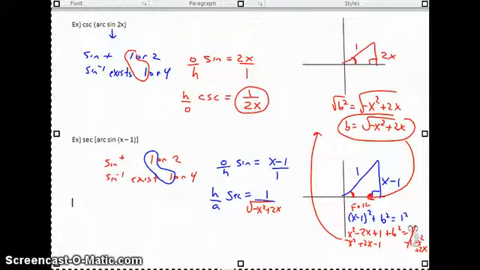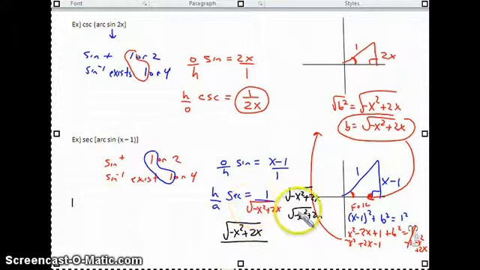I can't leave that square root in the bottom, so I multiply both by the square root of negative x squared plus 2x. The numerator is pretty easy. 1 times that is just the square root of negative x squared plus 2x. The denominator is pretty easy too. When you multiply two square roots by each other, the square roots just cancel out and you're left with what was underneath there, negative x squared plus 2x. And so that would be my answer for the secant.